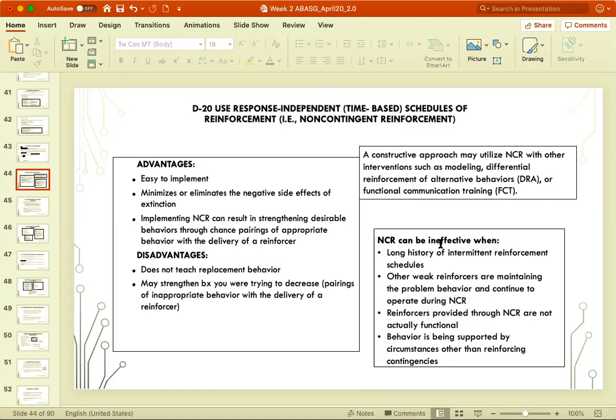Reinforcers are not controlled, and the behavior is being supported by circumstances other than reinforcing contingencies. When we have a chance and we do put in interventions, we always want to look at some sort of replacement behavior. It can be a good idea to create an abolishing operation, but it's not necessarily sustainable because we're not teaching anything. Okay?